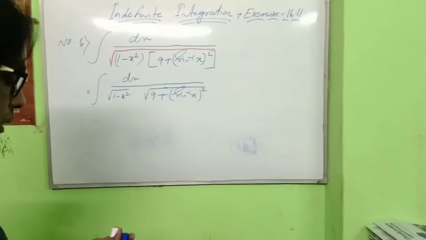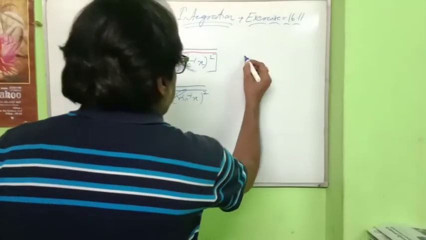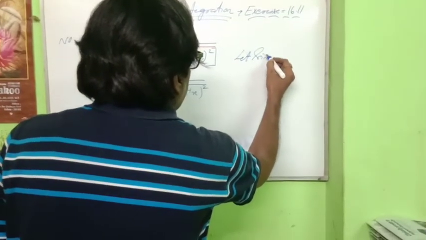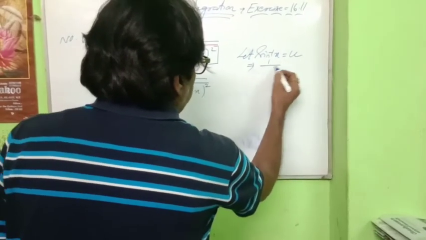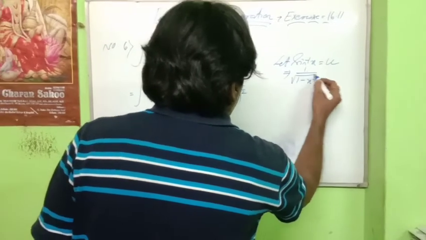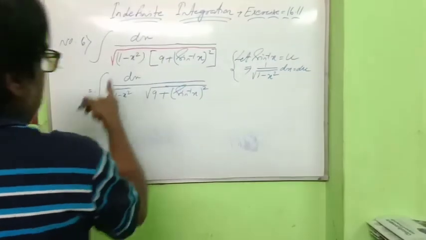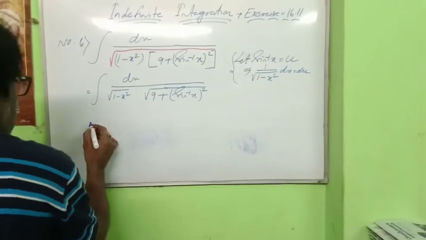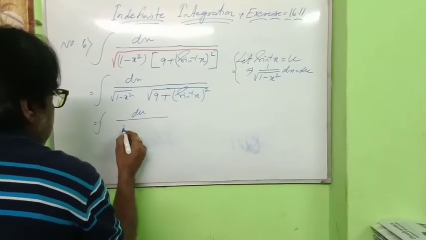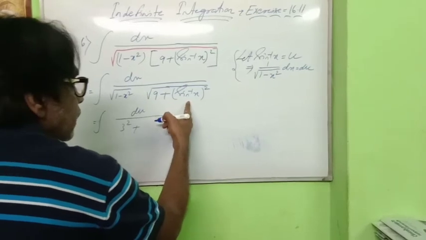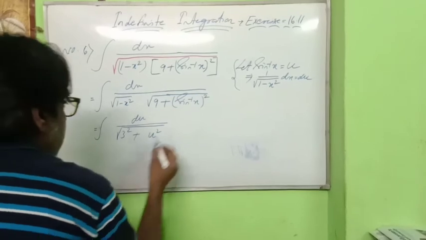Why am I writing it here? Because I have to substitute sin inverse x as u. Let sin inverse x equal to u. What is the derivative of sin inverse x? That is 1 by root over 1 minus x square dx equal to du. This is the main reason I am separating the root over like this. Dx by root over 1 minus x square is du, and 9 means 3 whole square, and sin inverse x means u square.